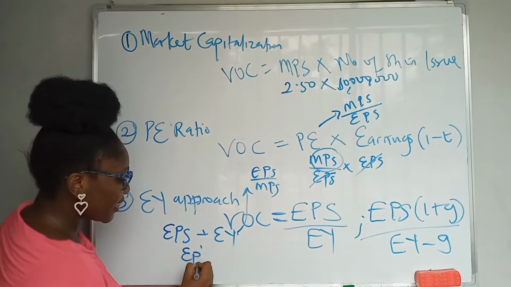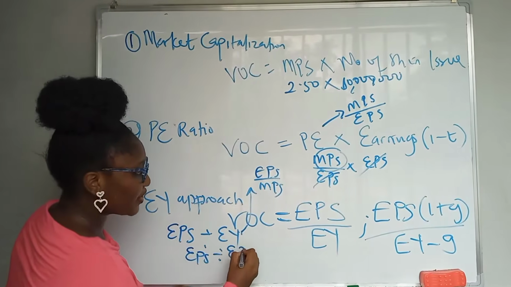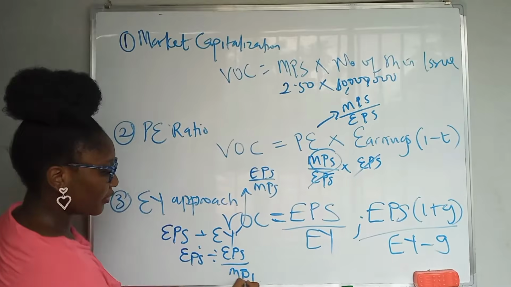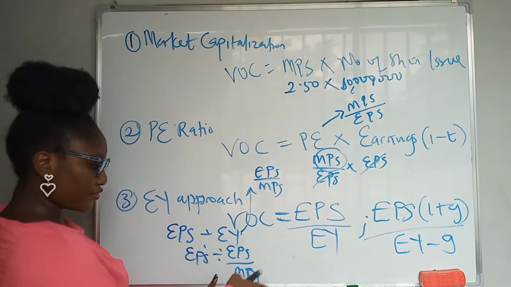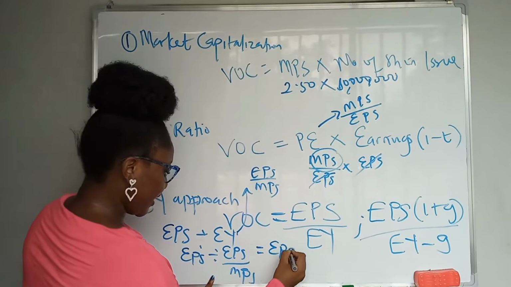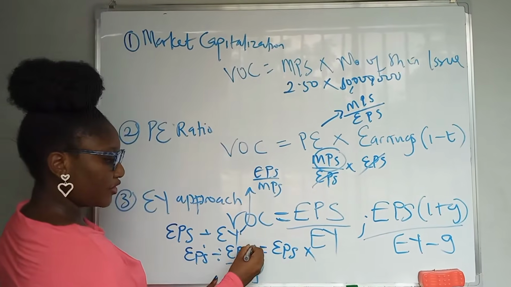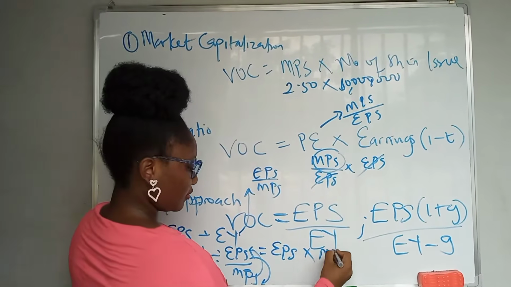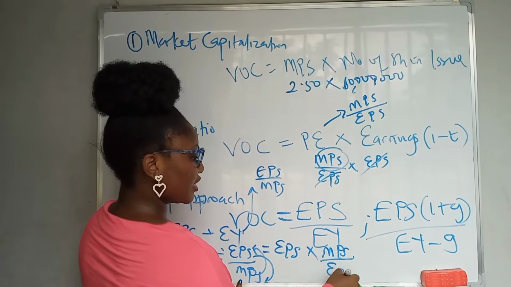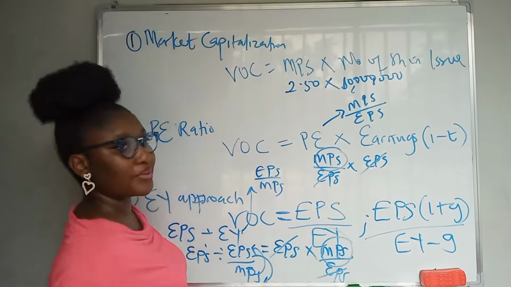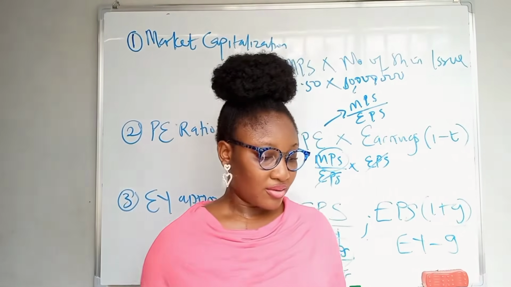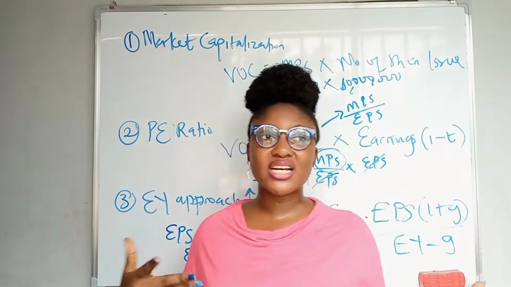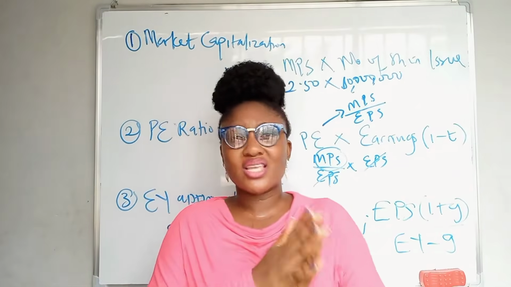So if you are saying EPS divided by EPS over MPS, look at this division. If you want to change it to multiplication, you know this one will have to come up and this one will have to come up, right? So you have EPS multiplied by, you flip it, MPS over EPS. EPS will cancel EPS, you are still left with MPS. The market price per share normally is the value of a company, because whatever your shares is trading at in the market is very important. That's what determines the value of the company.